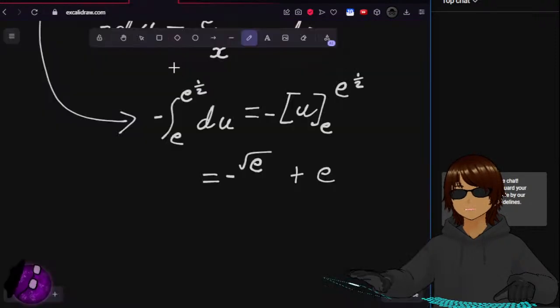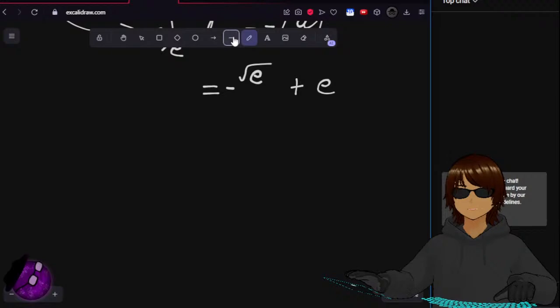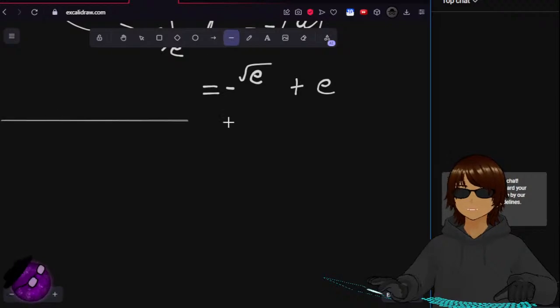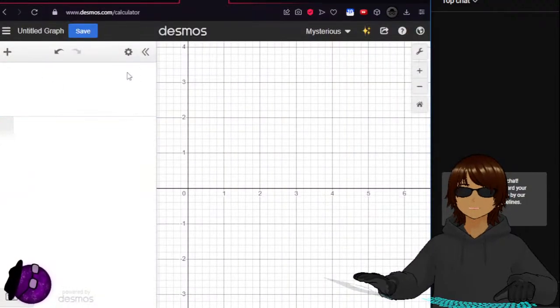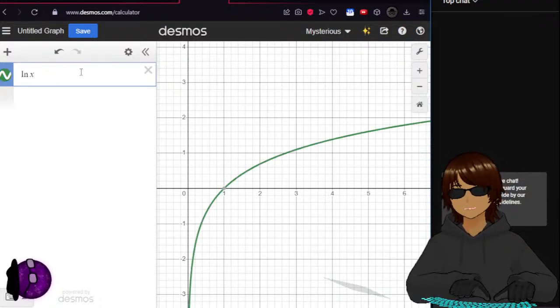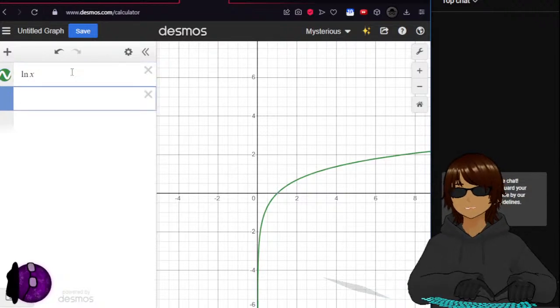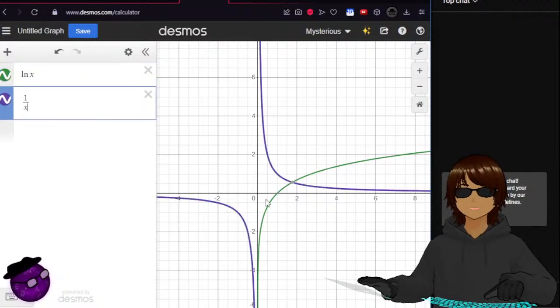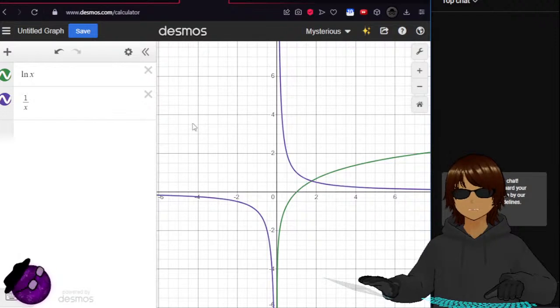Okay, I will work on the proof later, or maybe now. Let's see if I can try to do it now. As for ln of x, this function is defined from 0 to infinity. So the derivative of ln of x from 0 to infinity is 1 over x. This makes sense, but this doesn't make sense for the negative part.